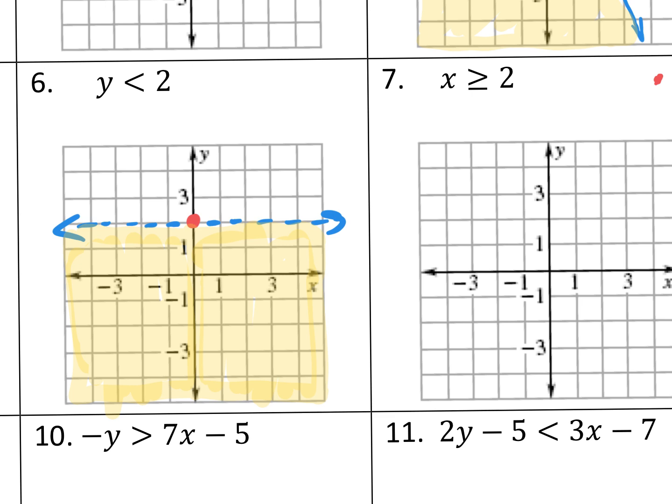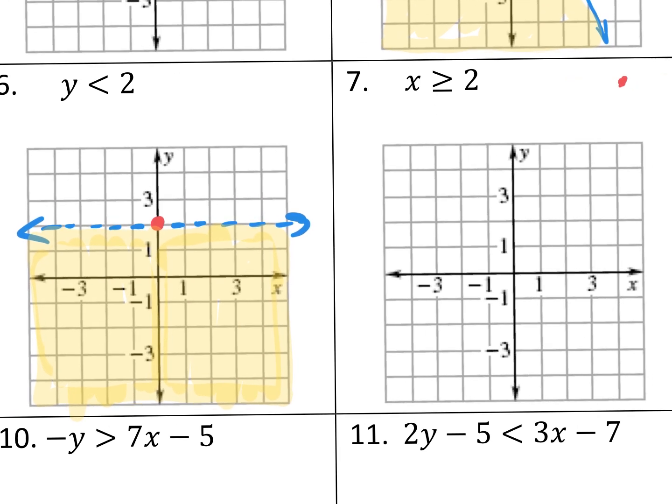X is greater than or equal to 2. Okay, so right here, when you have x equals 2, you go to the x-axis, you go to 2, you draw a vertical line. If you had x equals -2, you go to -2 on the x, draw a vertical line. If you had x equals +4, you'd go to +4 on the x, you draw a vertical line. So y and a number is a horizontal line crossing the y-axis at that value. X and a number is a vertical line crossing the x-axis at that value, okay?